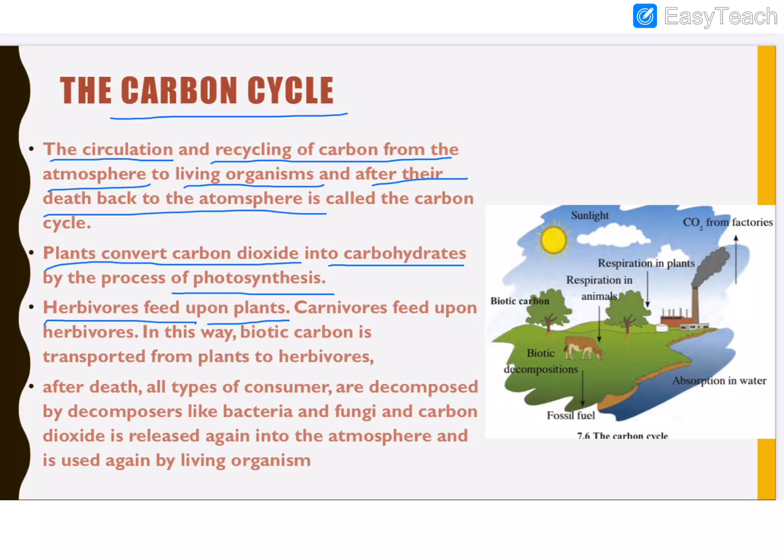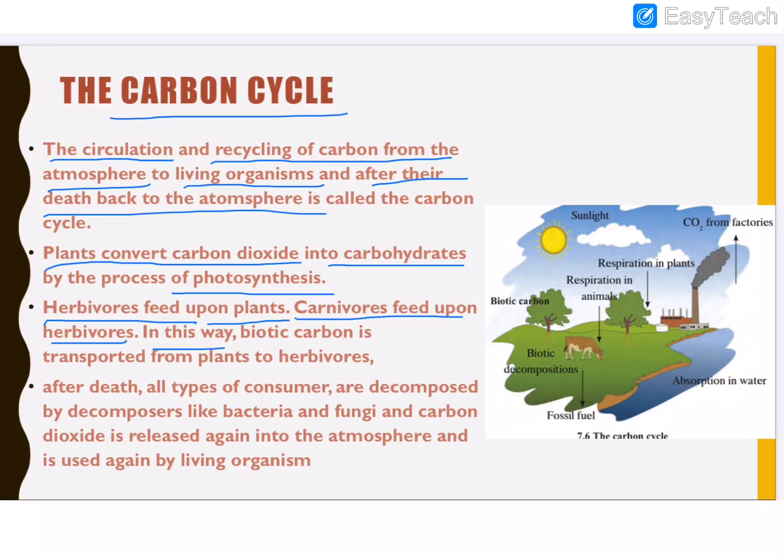Herbivores, you know, like insects, grasshoppers. So the plant-eating animals eat the plants, and the carnivores feed upon the herbivores. Carnivores means animals that eat other animals. So the carnivores eat the herbivores, like a frog eats the grasshopper, or the snake eats the frog. So the carnivores feed upon the herbivores in this way.